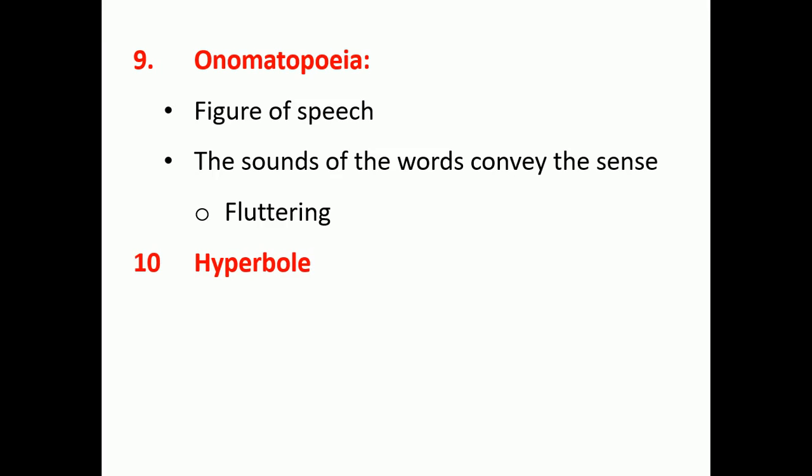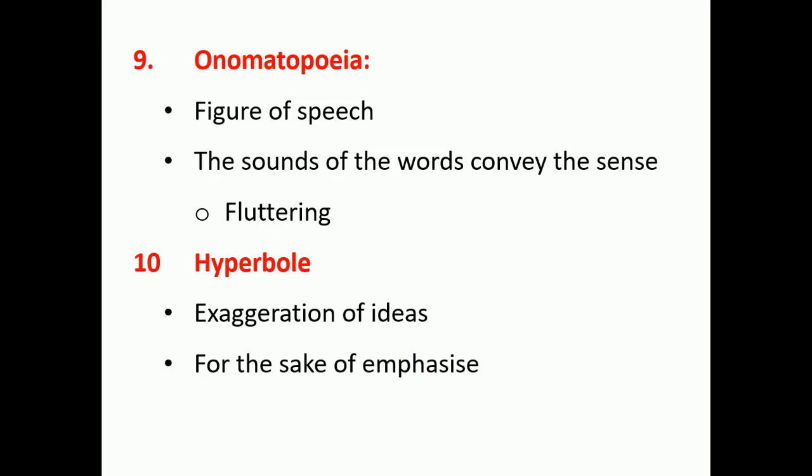And the last style used in this poem is hyperbole. It is an exaggeration of ideas. Hyperbole means exaggeration of ideas for the sake of emphasis. Why is this exaggeration used? It is for the sake of emphasis. Like 10,000 saw I at a glance. In the poem, the poet told, I have seen 10,000 daffodils standing together by the side of the lake, and they were dancing, fluttering, moving here and there, etc.